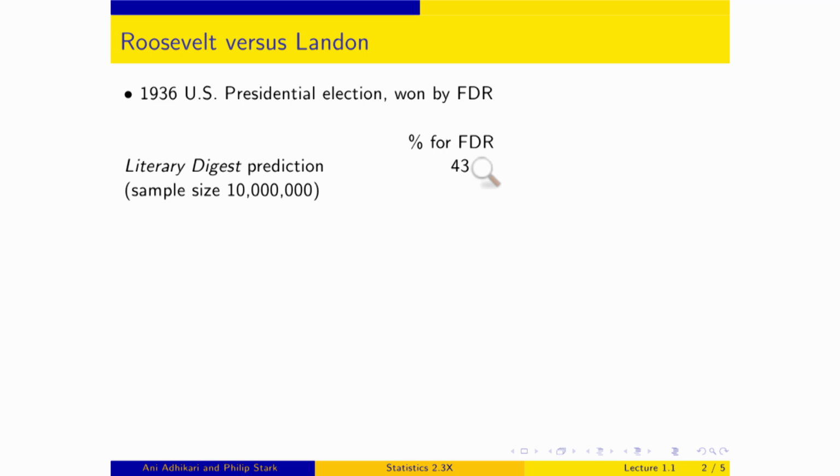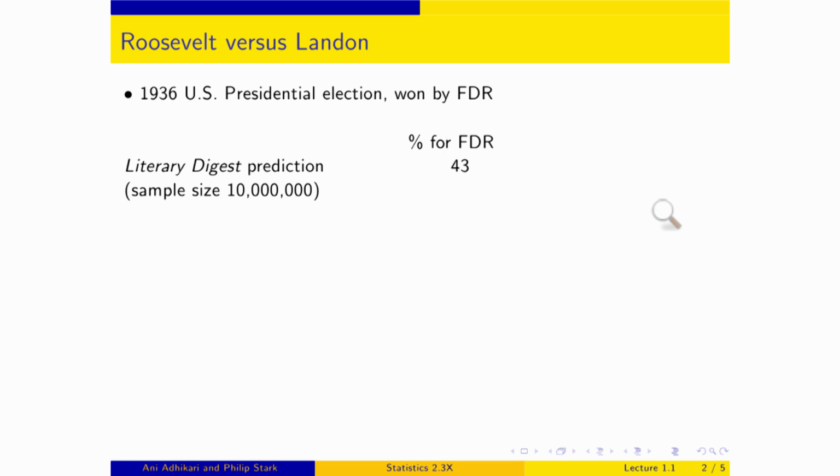The independent candidates had a very small percent of the vote, so they got the answer wrong. Based on what? Based on a massive, great sample of 10 million. That is a huge sample.